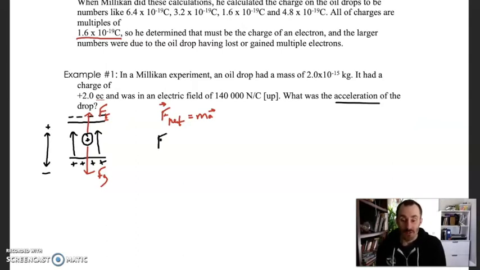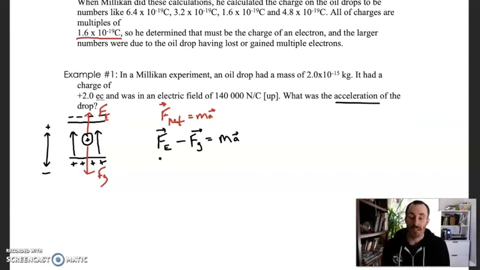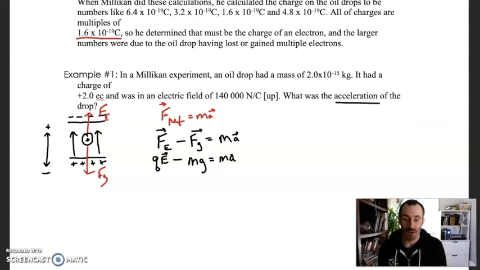So our electric force is going to be the positive one. Our force of gravity is the negative one. And together those things equal mass times acceleration. Now, our electric force is Q times E. And our force of gravity is mass times 9.8. And then on our other side, we still have mass times acceleration.